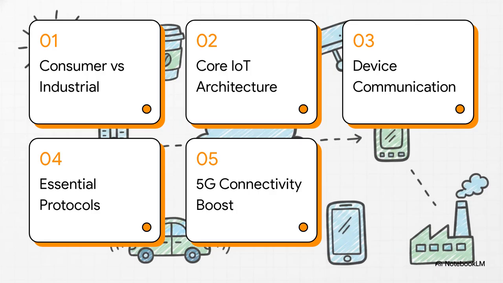We've organized this whole technical alphabet soup into a logical roadmap. Today we'll cover: 1. Consumer versus industrial IoT. 2. The core IoT architecture. 3. How IoT devices actually communicate. 4. Essential IoT protocols. And finally, 5. The 5G connectivity boost. Let's jump in.